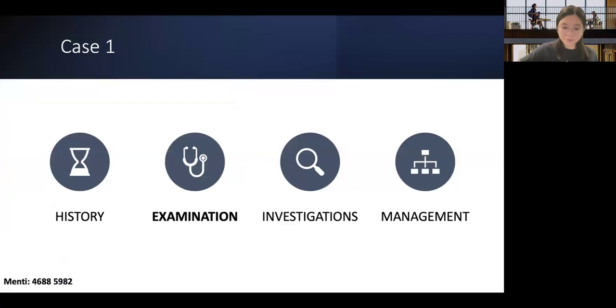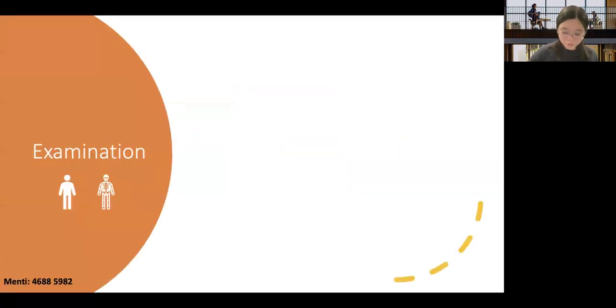So now we'll start with examination. What are some signs that you might be looking for in our cardiovascular examination? And while you're doing that, I will check.